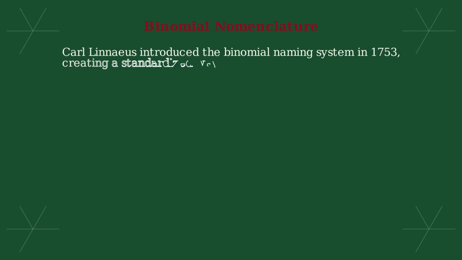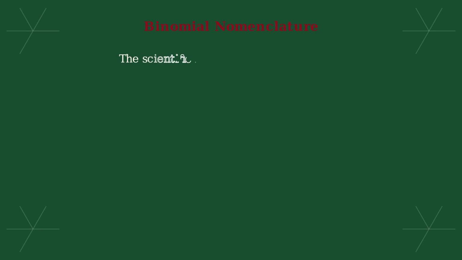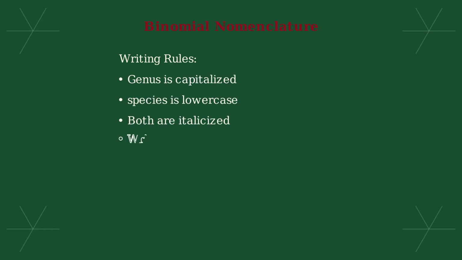Binomial nomenclature is the formal system of naming species of living things. This system was established by Carl Linnaeus, a Swedish botanist, in the 18th century. The scientific name in binomial nomenclature consists of two parts. The first part is the genus, followed by the species. There are specific rules for writing scientific names. The genus is always capitalized, while the species is lowercase. Both are written in italics, and together they form the complete scientific name.